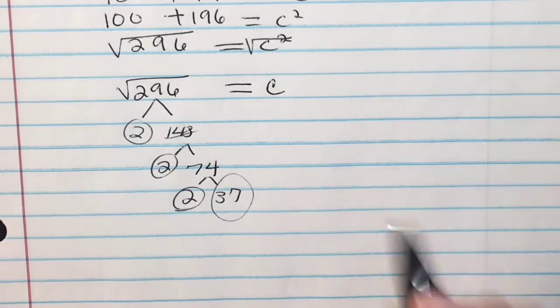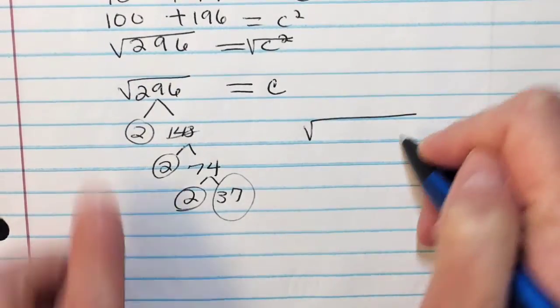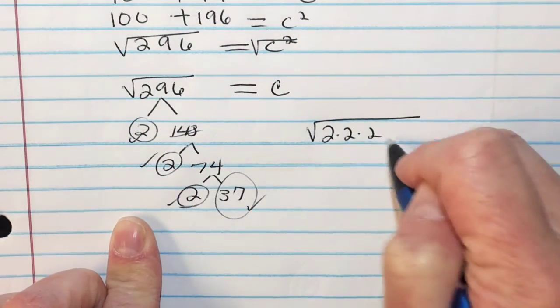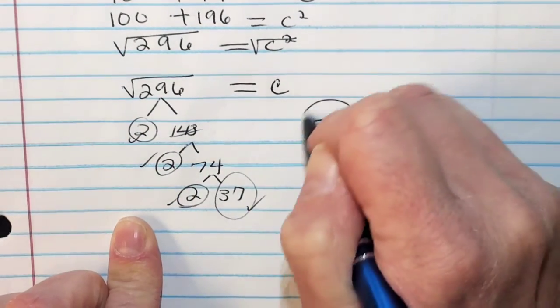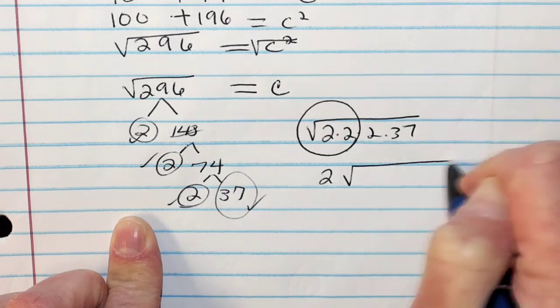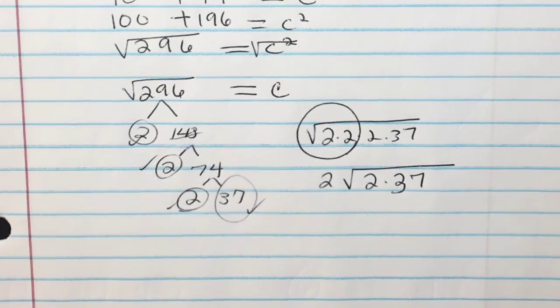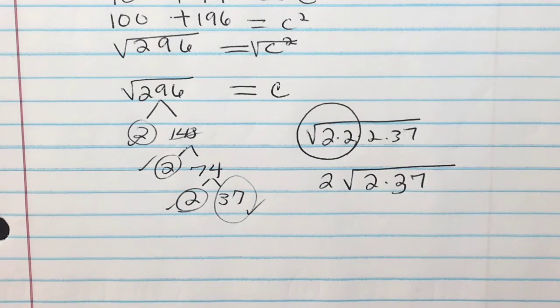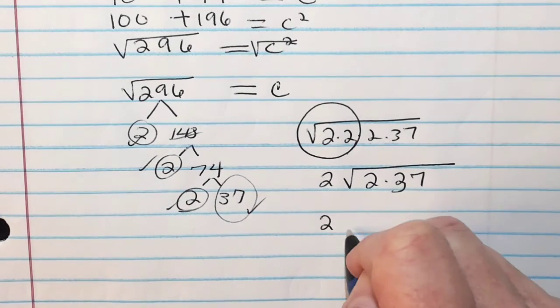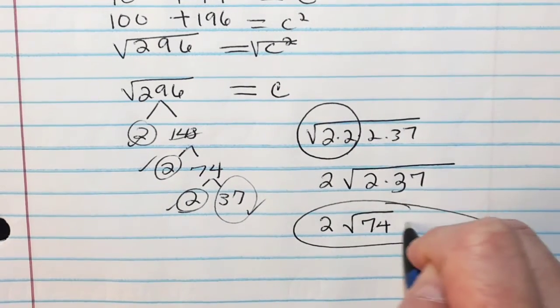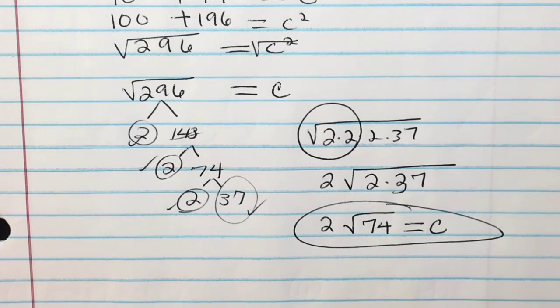So now our job is to clean up this mess. We've got a 2, a 2, and a 2, check, check, check, and a 37. Out comes a 2. The 2 and the 37 stay inside. When I put it back together, I get 2 root 74. And we just found the length of the hypotenuse.